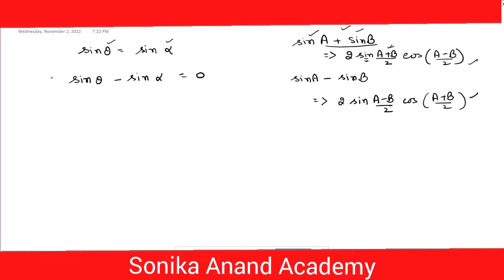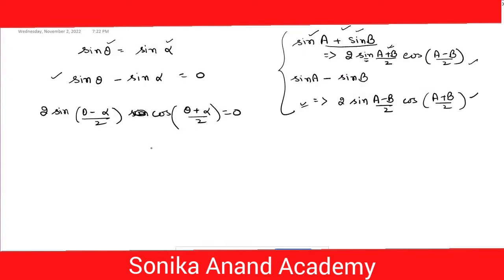Now applying this formula, the second formula here. What's the result? Second formula. And then theta plus alpha by 2. Understood why they have written this statement in your textbook from these two trigonometric formulas.